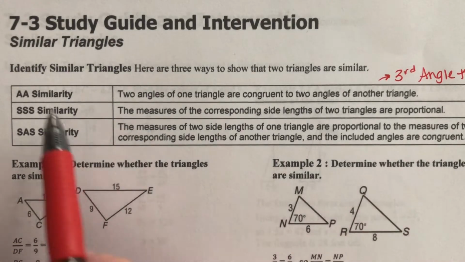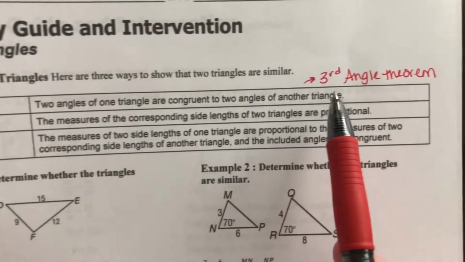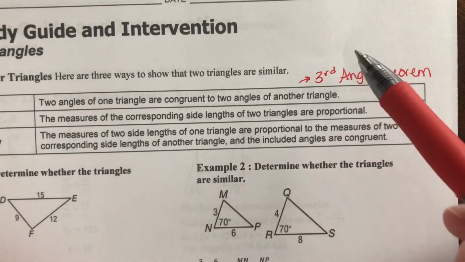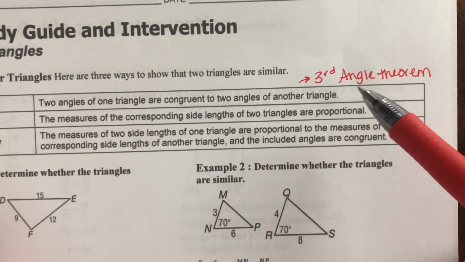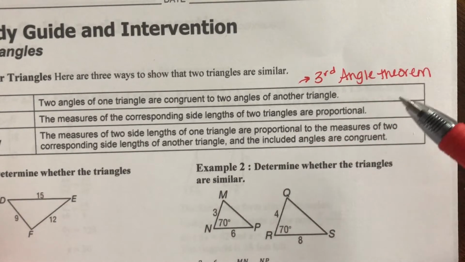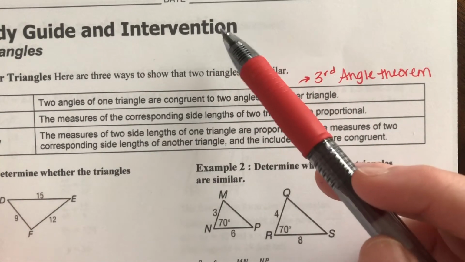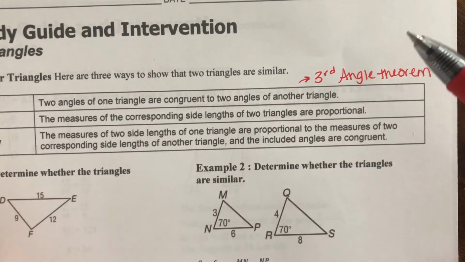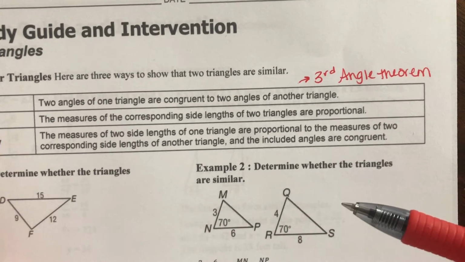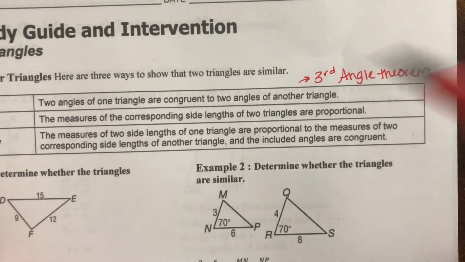And I wrote over here for AA similarity, the third angle theorem. If you think back to when we first started talking about triangles this year, one of the postulates or theorems, whatever rules that we learned was the third angle theorem, which said if you're looking at 2 different triangles and 2 of the angles in one triangle are congruent to 2 of the angles in another triangle, then the third angle in both triangles automatically has to be congruent, right?